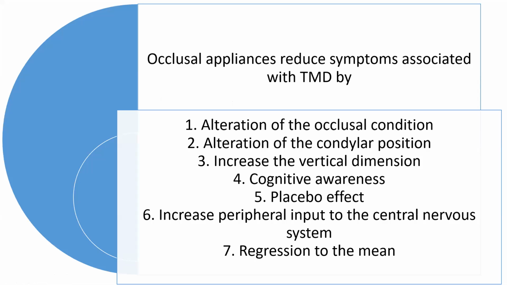So when there is occlusal disharmony, the occlusal appliance can reduce the signs and symptoms of temporomandibular disorder. This reduction is explained by the following theories: the occlusal appliance results in alteration of the occlusal condition, alteration of the condylar position, increase in the vertical dimension, cognitive awareness, and the placebo effect. It also results in increased peripheral input to the central nervous system, and due to regression to the mean, the occlusal appliance helps in the reduction of temporomandibular disorders.